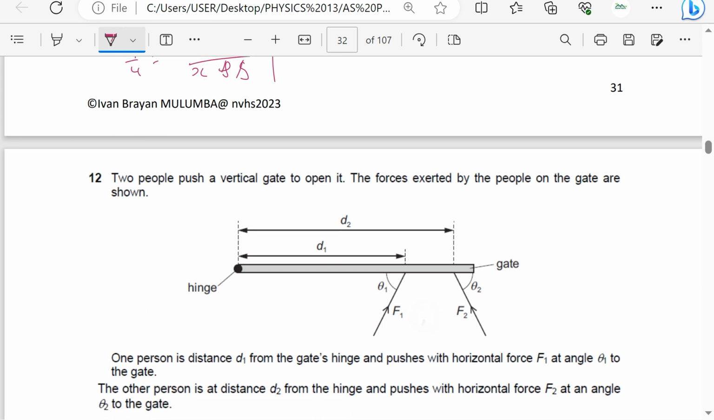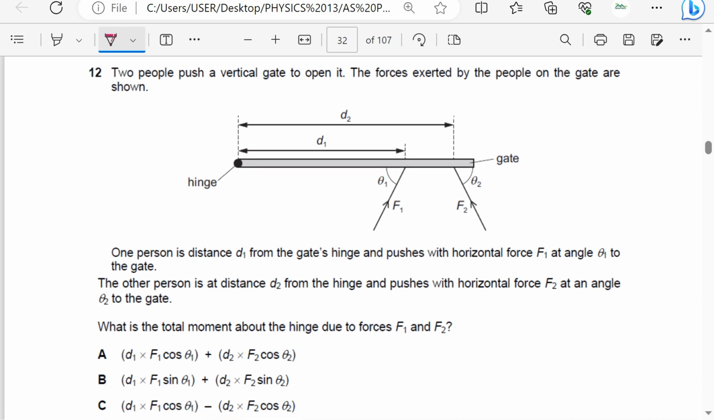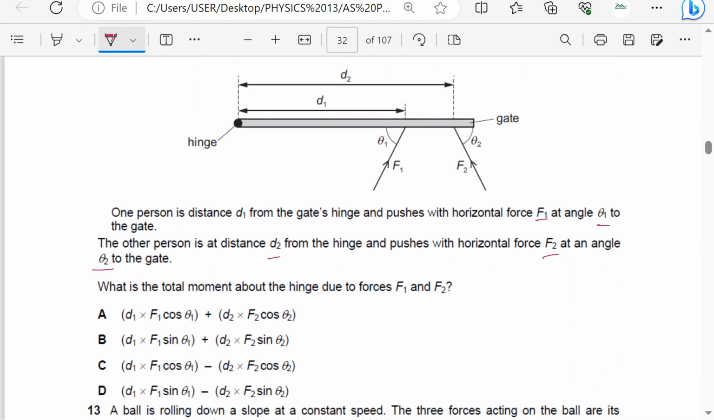Two people push a vertical gate to open it. The forces exerted by the people on the gate are shown. One person is a distance d1 from the gate's hinge and pushes with the horizontal force F1 at an angle theta1. The other person is at a distance d2 from the hinge and pushes with the horizontal force of F2 at an angle theta2. What is the total moment about the hinge due to the forces F1 and F2?